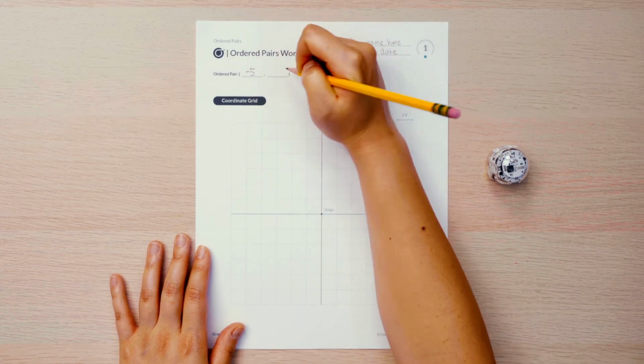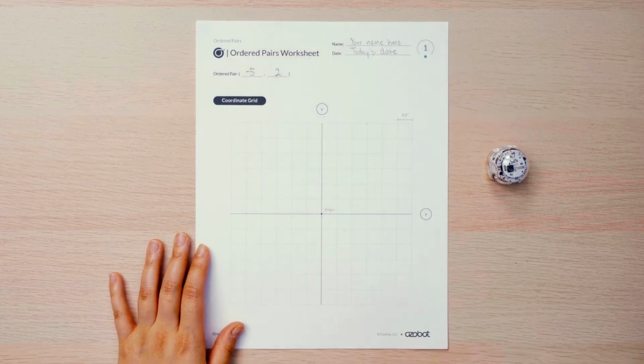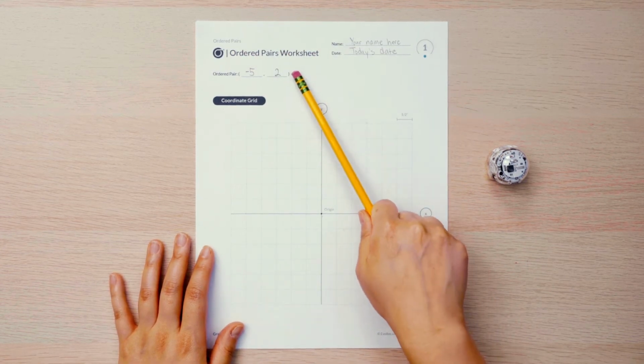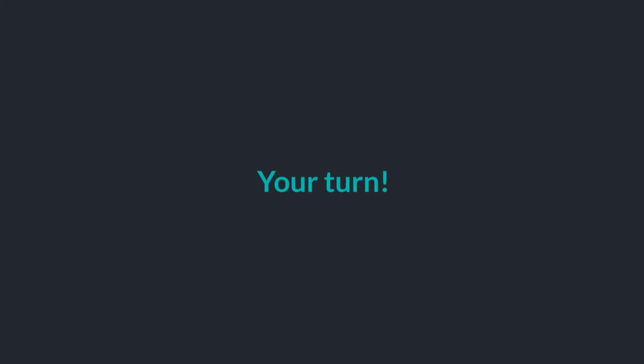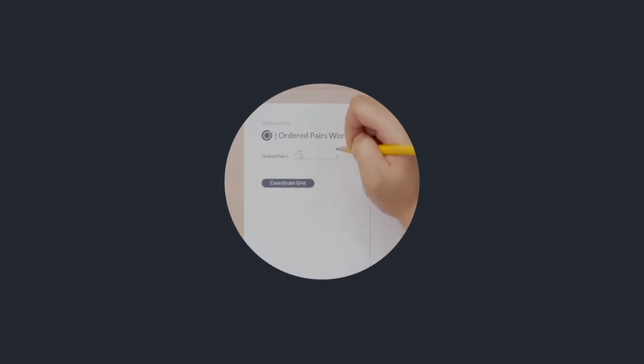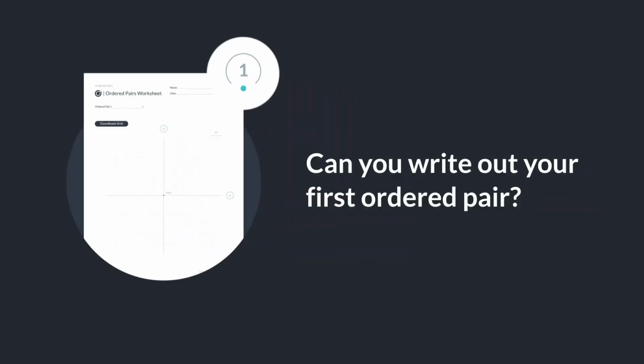To begin, you will write an ordered pair in the space provided on the ordered pair worksheet. Can you write your first ordered pair? Use numbers 1 through 6, and remember they can be either negative or positive.